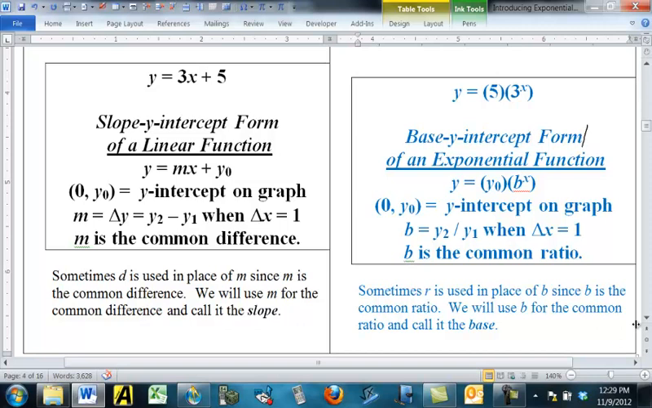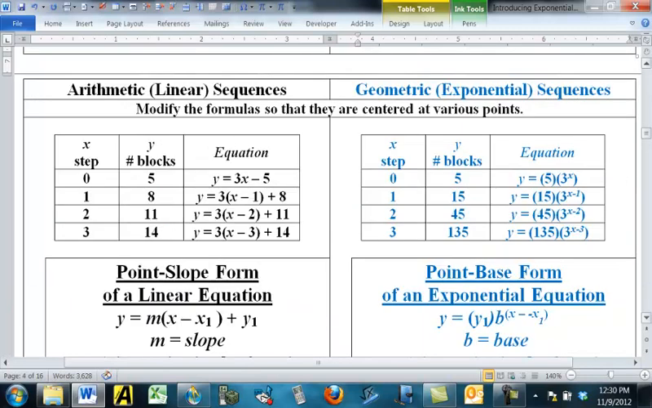So I want to be sure that we do not use the letter r here. I want to use the letter b. And I've used the traditional letter m for slope, although some people will use the letter d for common difference when they're talking about sequences.